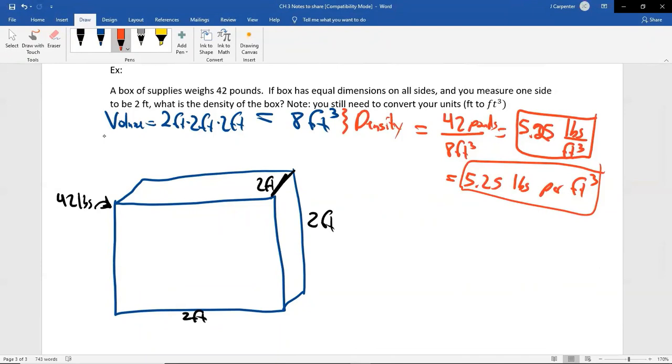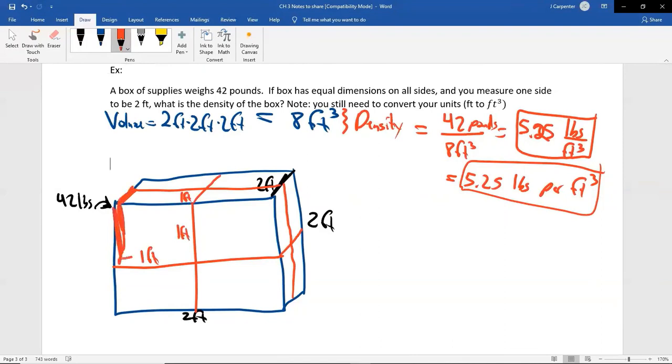But this is 2 by 2 by 2. What if I were to maybe slice this box? So I'm going to slice this box like so. Be careful this way, so that each of these little red boxes is 1 foot by 1 foot by 1 foot. Just trying to emphasize, this little cube right here.